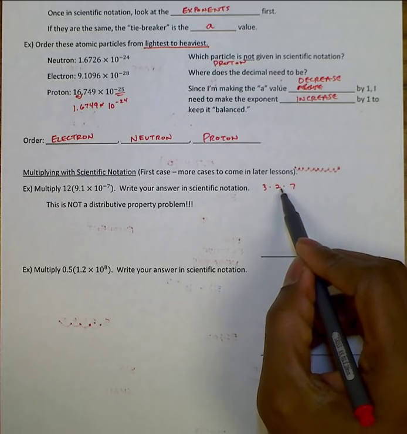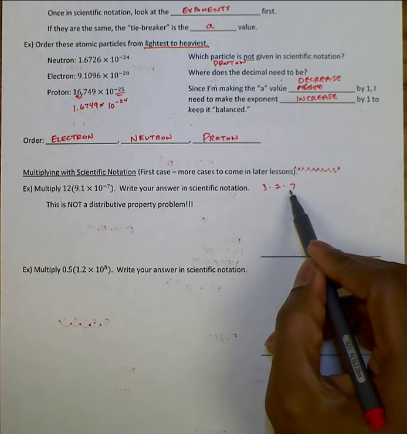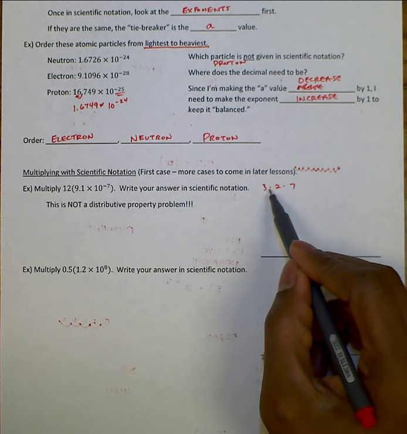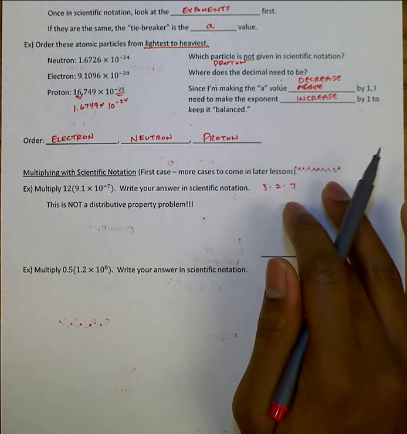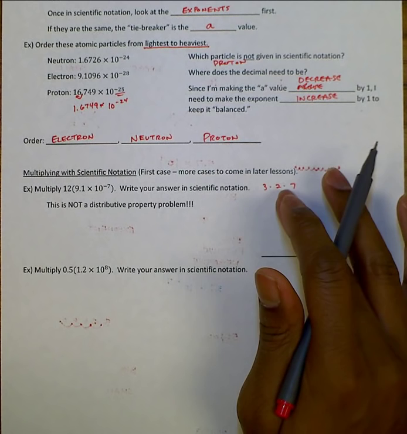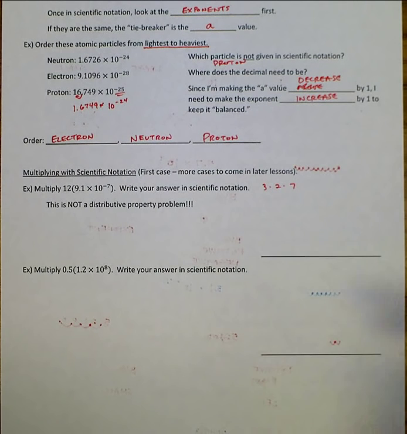Times 2, that's 42. If I did 3 times 2, it's 6. 6 times 7 would be 42. 2 times 7 is 14. 14 times 3 is 42. So notice that no matter what order I take these in, it's going to give me 42 because it's all multiplication. That's the case here. This is all just multiplication. And so we can reorder this in any way so that it's the most helpful to us.